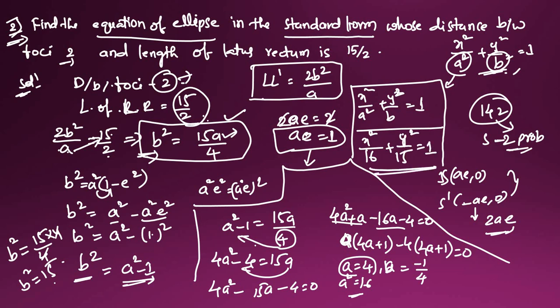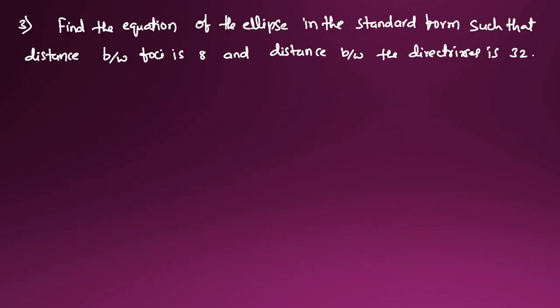So this is the solution here. This is the standard form of the equation of an ellipse. He is asking us to find the equation of the ellipse in the standard form. Now moving to the third question. My dear students, the question is: find the equation of the ellipse in the standard form.